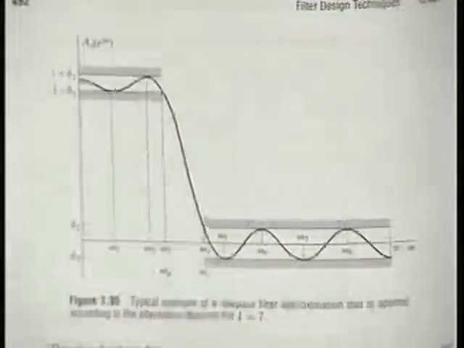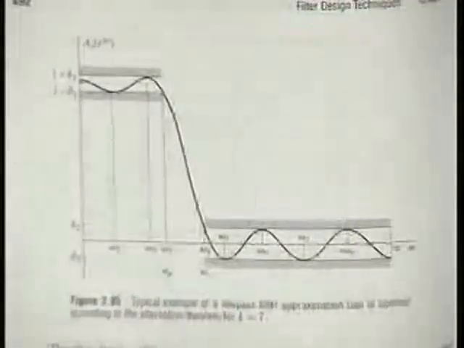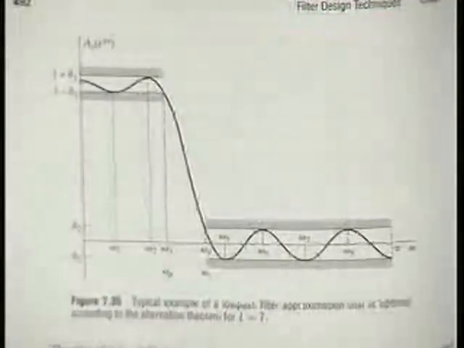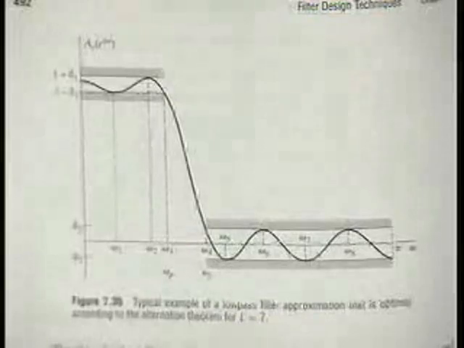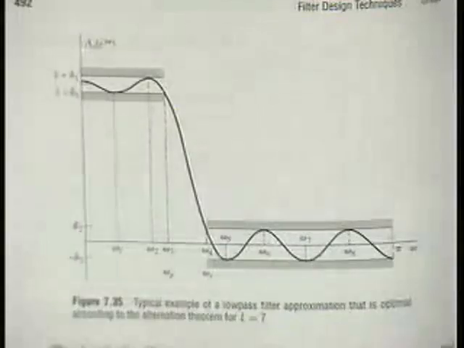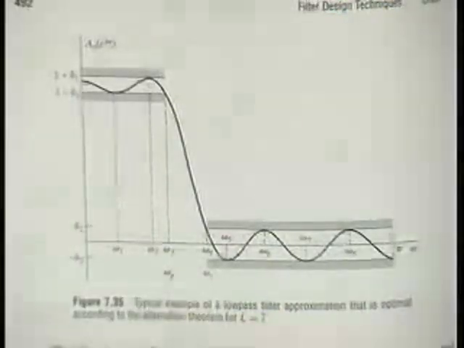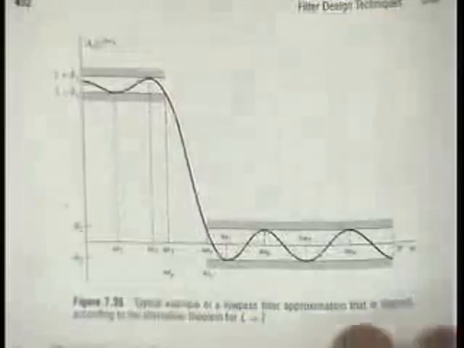So if M is 7, that means you have a polynomial of order 7. That means you have a 7-tap filter, right? And based on the alternation theorem, the unique optimal solution to this should have either 7 plus 2 or 7 plus 3 alternations. So either 9 alternations or 10 alternations, correct? And let's see how many alternations we're getting.